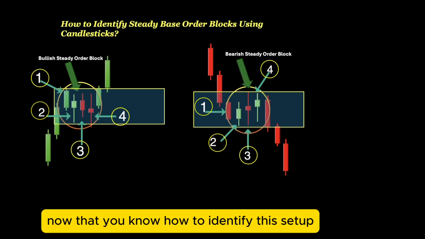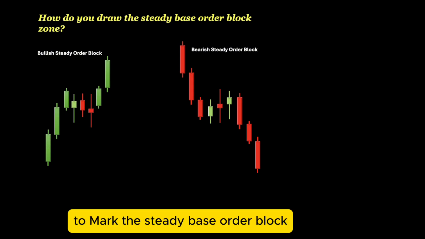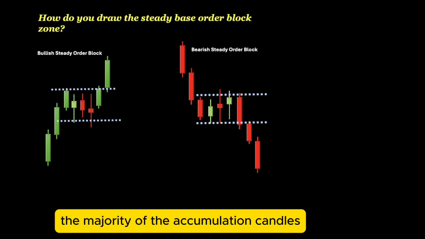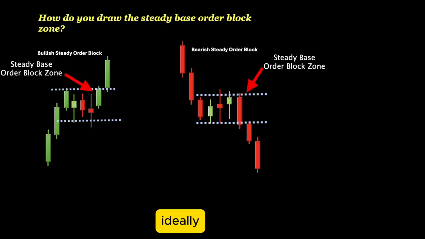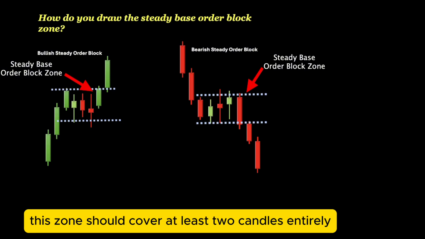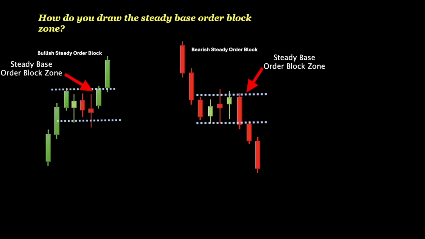Now that you know how to identify this setup, how do you draw the steady base order block zone? To mark the steady base order block, draw a zone that overlaps the majority of the accumulation candles, including both the wicks and bodies. Ideally, this zone should cover at least 2 candles entirely. This same approach applies to bearish scenarios as well.